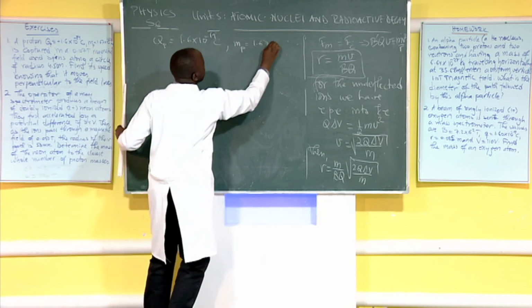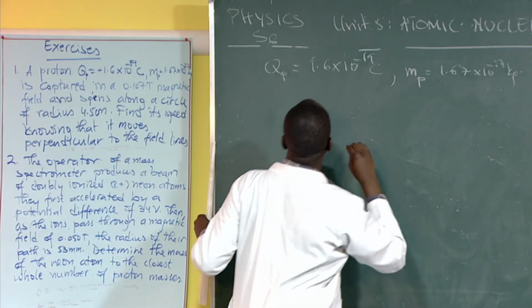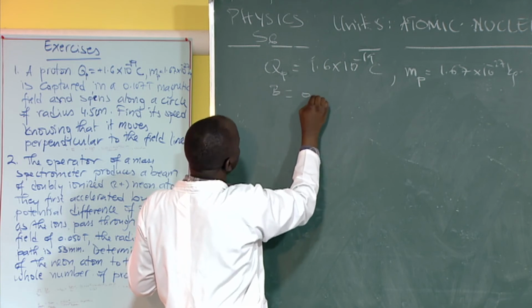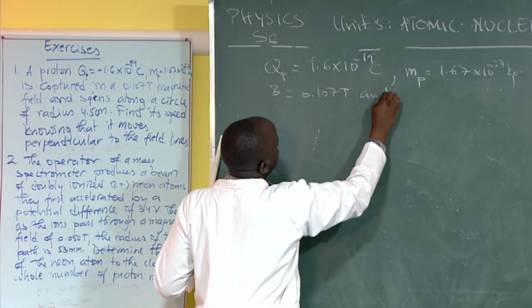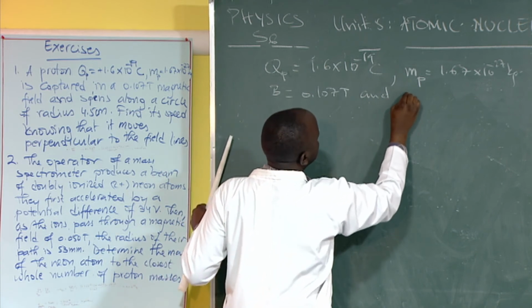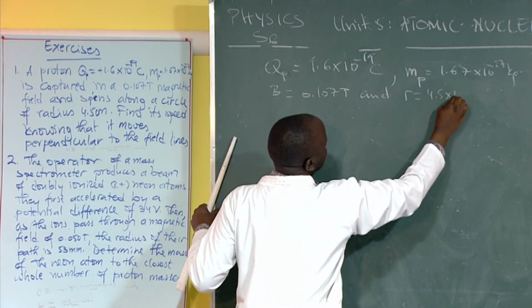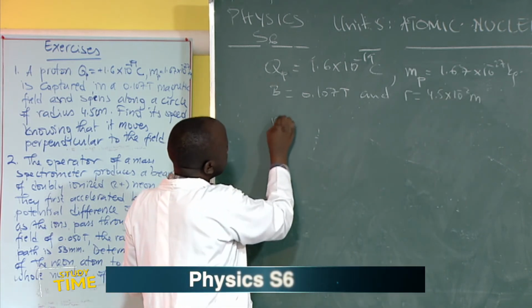So 7 times 10 to the power minus 27 kilogram, and what else? The magnetic field is equal to 17 Tesla, and the last one is the radius. The radius is 4.5 times 10 to the power minus 2 meter. And then we use the expression.